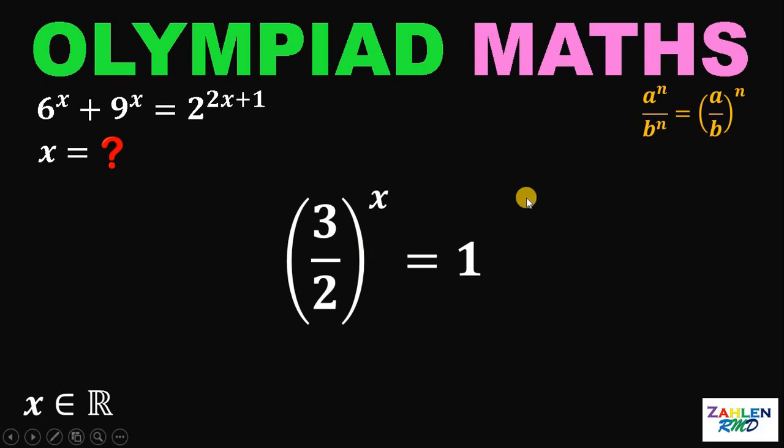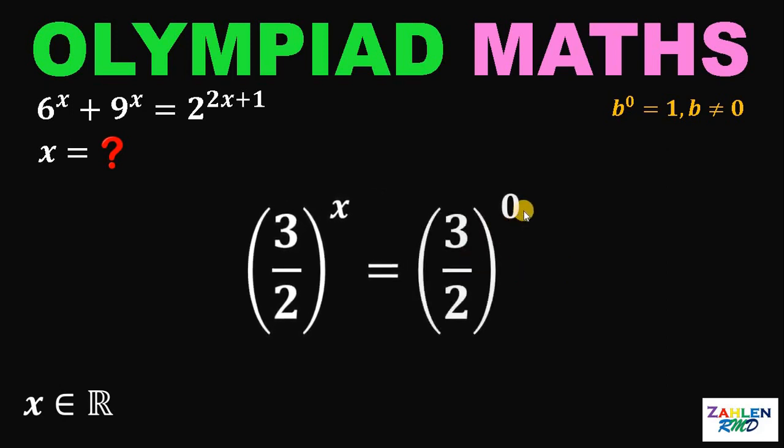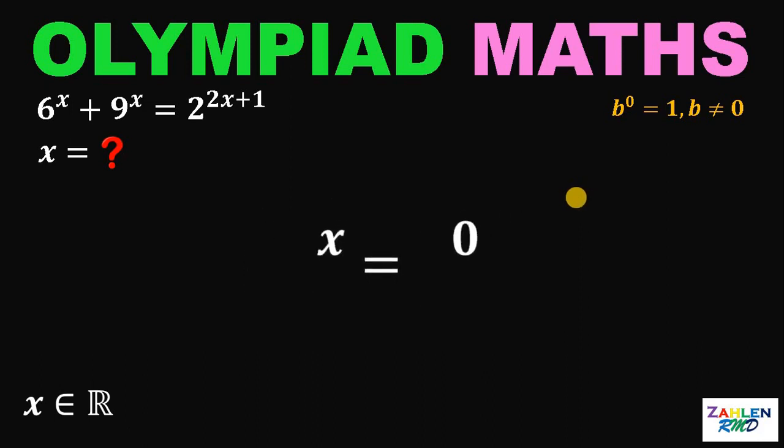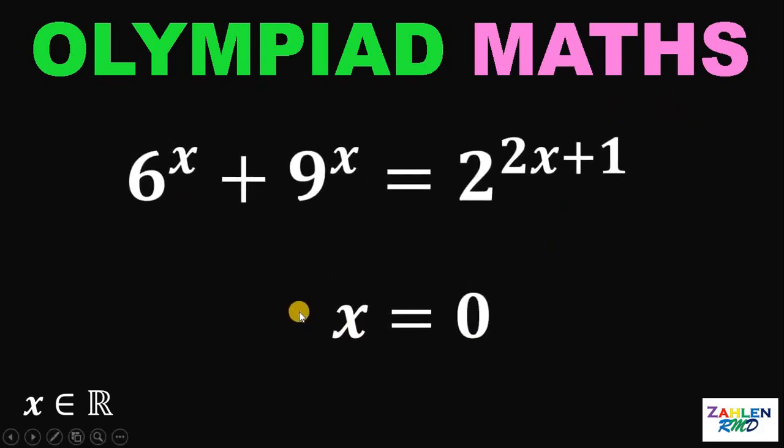Now, take note that if we have b raised to 0, it is always equal to 1, provided that b is not equal to 0. Now, since 3 over 2 is not equal to 0, therefore this 1 can be written as 3 over 2 raised to 0. And clearly, we have the same base and they are equal. It follows that their exponent must be equal. Therefore, we can say that x must be equal to 0. Therefore, the only solution to this equation must be equal to 0. And as always, we are done.